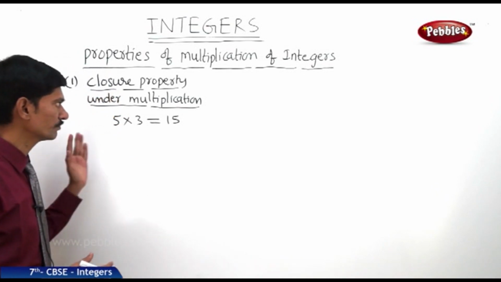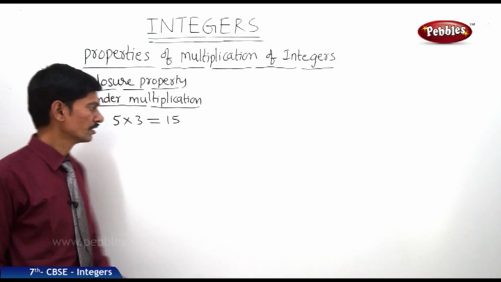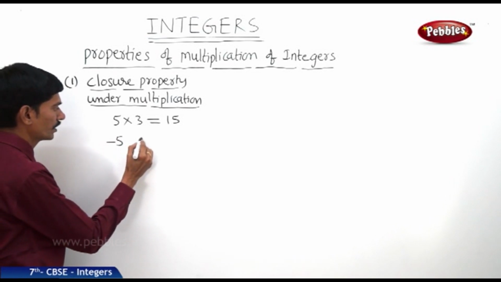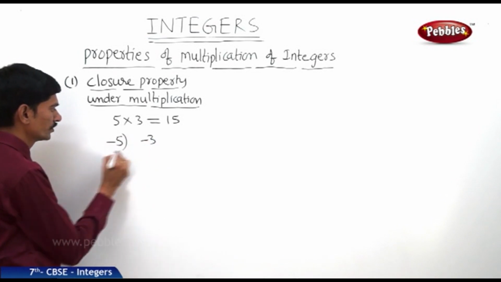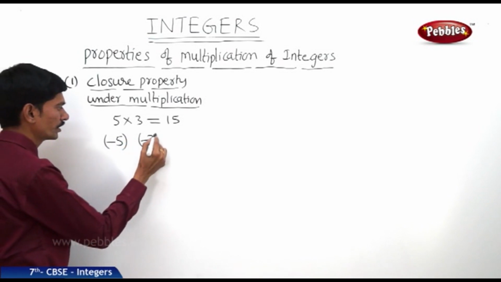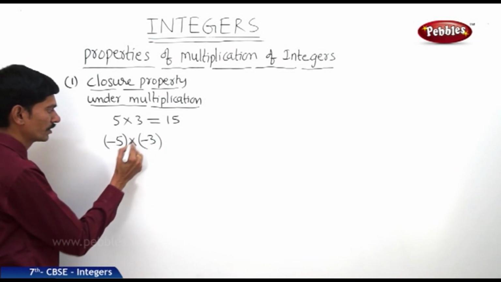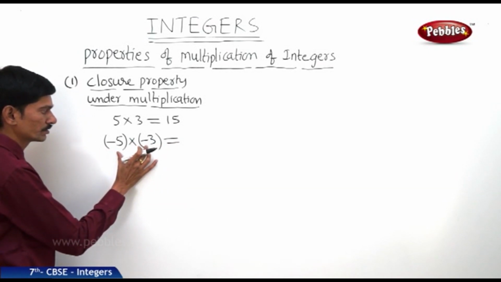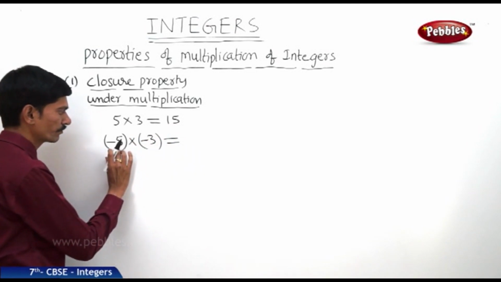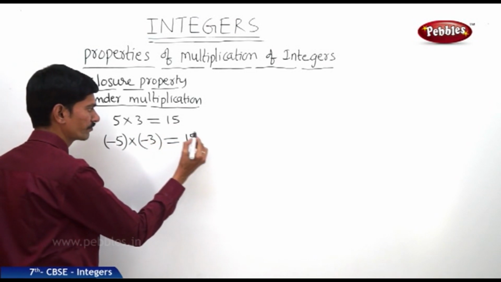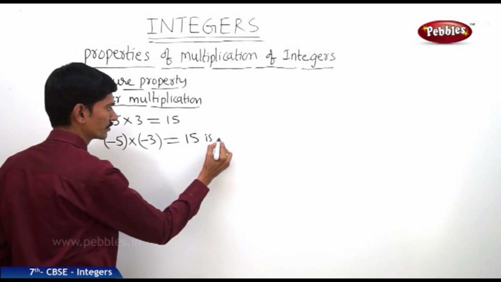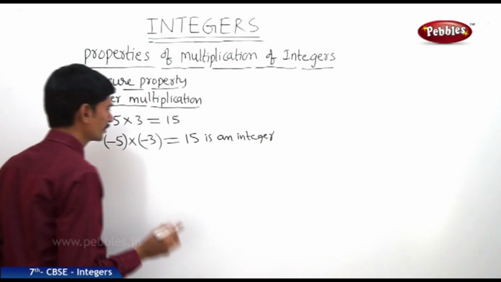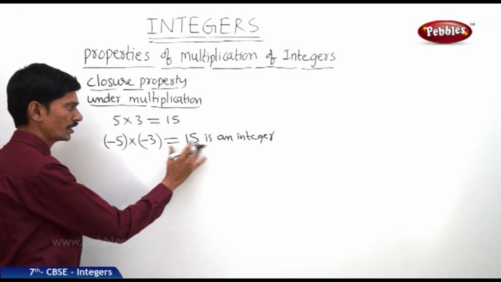Now let us check the same property in the case of integers. Let us take any two integers, like minus 5 and minus 3. When you multiply them, as we know the product of any two negative integers is a positive integer, 5 3s are 15. Here 15 is also an integer. So the product of any two integers is also an integer.